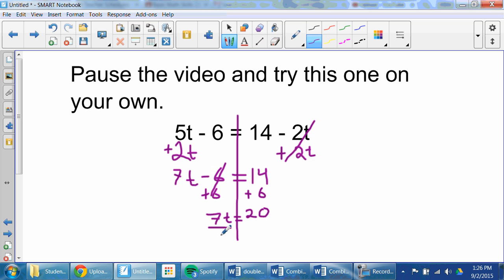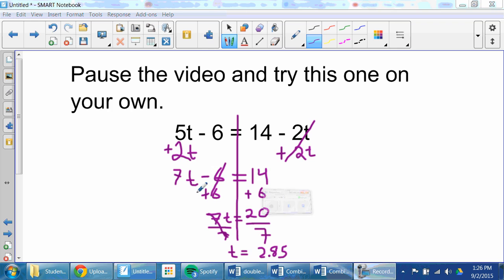Divide by 7. 20 divided by 7 should be just about 2 point something. 2.85. There's my final answer. Use this to help you out with variables on both sides equations.